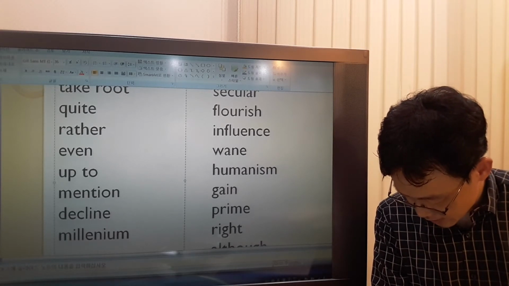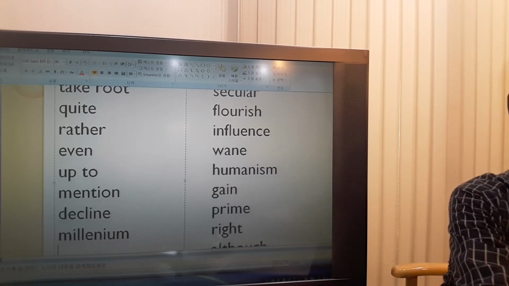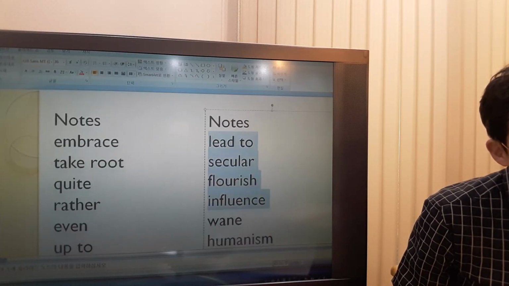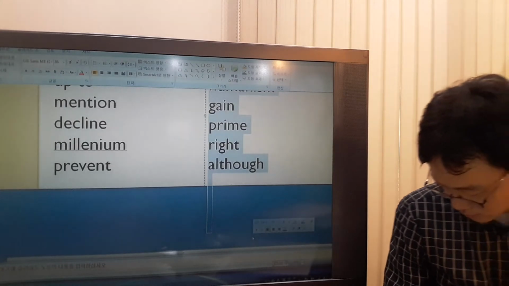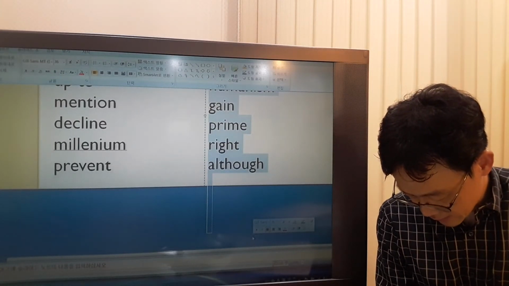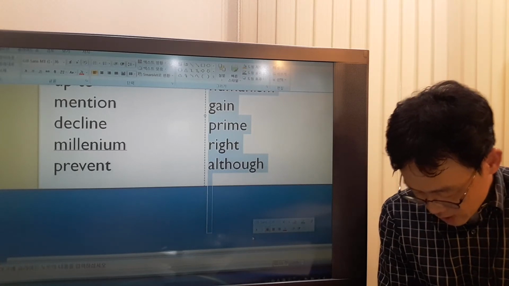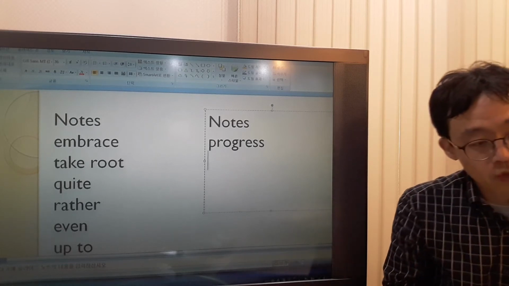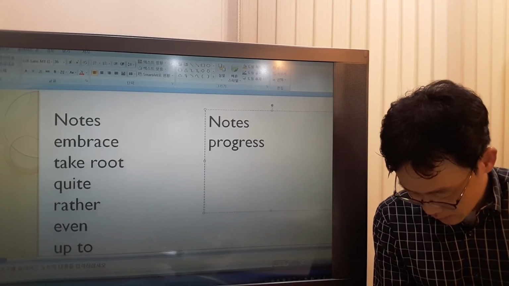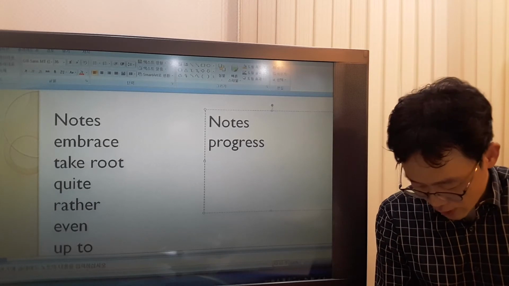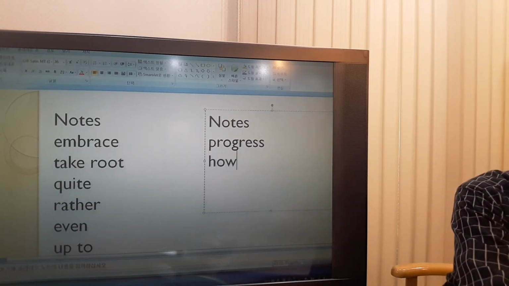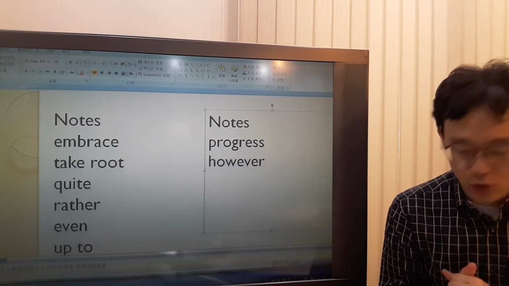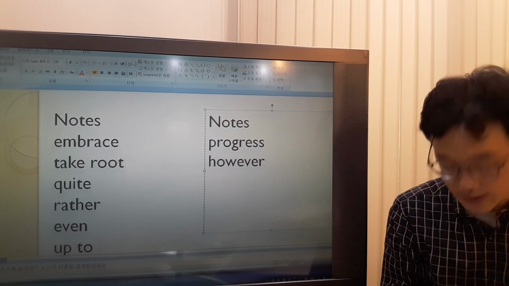Feudalism had prevented much progress. What does prevent mean? Prevent means to stop something from happening. Okay. Prevented much progress. What is progress? Progress is gradual improvement, okay? From being made in Northern Europe. However, what does however mean? You use however when you want to say something that contrasts the thing that you have just said, something that is different. It's like but.